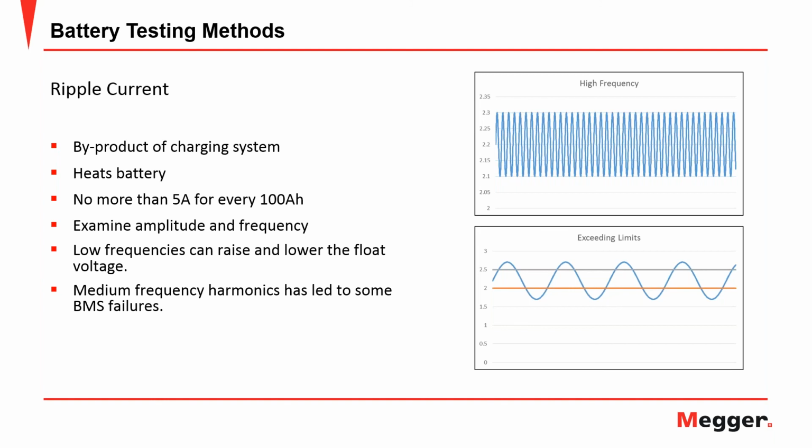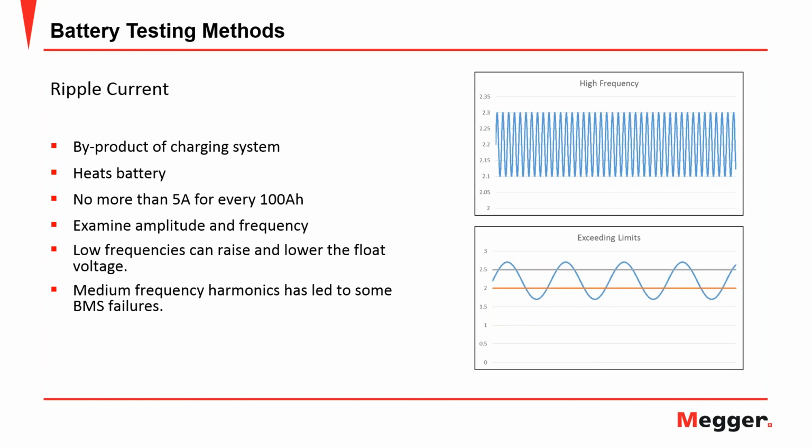The other thing that's important too is the frequency of your ripple, especially when it comes to lithium-ion batteries. Now, low frequency ripple doesn't have much of an impact on lithium-ion batteries, provided that you're not raising and lowering the float voltage because of the ripple. However, medium frequency ripple from 10 kilohertz to 15 kilohertz in that range has been shown to actually damage the BMS systems in some lithium-ion batteries. So that is something you might want to watch out for when you're dealing with lithium-ion. Because if the BMS system gets damaged, you will lose the battery rapidly.